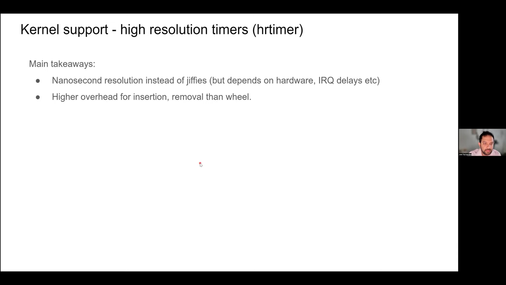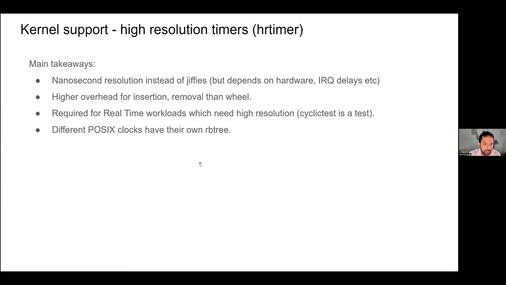So main takeaways with HR timers: it's high resolution versus the timer wheel ones. Insertion and removal are obviously higher overhead because it's using an rbtree. This is needed for real-time workloads because real-time workloads have microsecond granularity needs, and the 1/HZ jiffies of the timer wheel is not going to cut it. And as I mentioned, HR timers have different rbtrees for different POSIX clocks. And further, all the rbtrees are duplicated for each CPU, so it's per CPU.